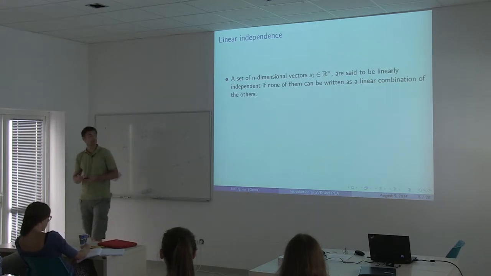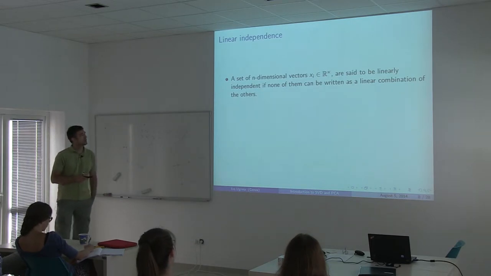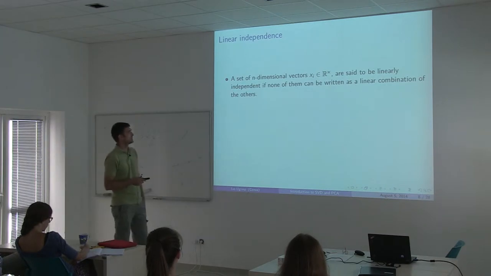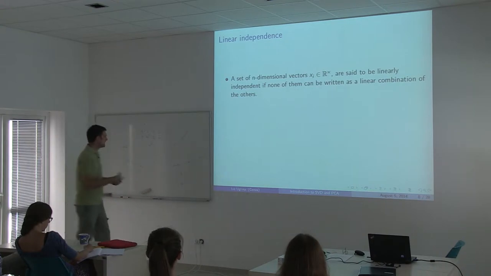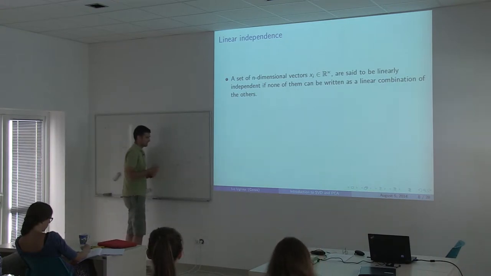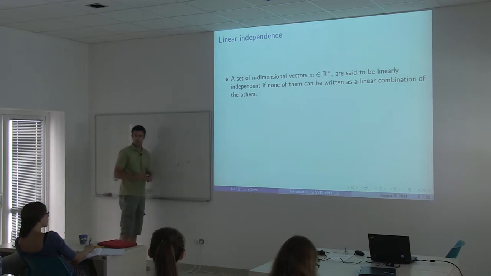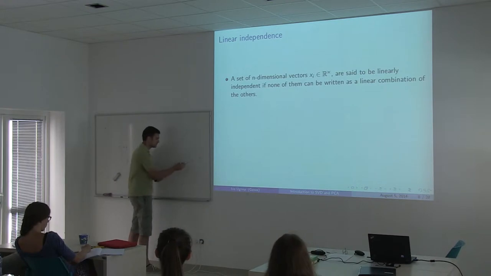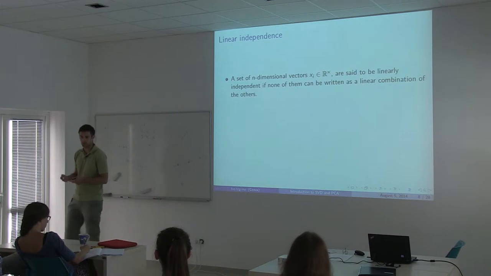And then we're going to have a definition like this. A set of n dimensional vectors are said to be linearly independent if none of them can be written as a linear combination of the others. So the idea is here, that's like basic calculus, you need only 2 points to derive an equation for your line, and then this point can be obtained from that equation because you derive the equation from these 2 points, it's linearly dependent.